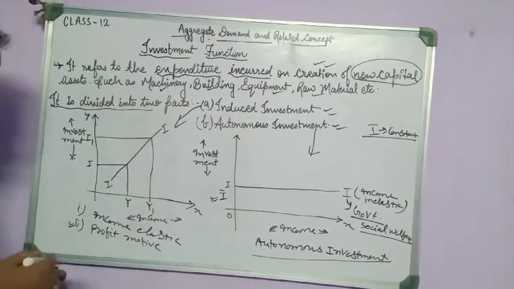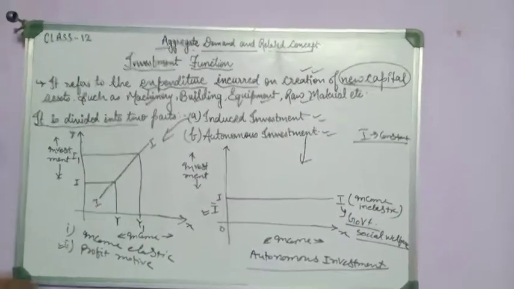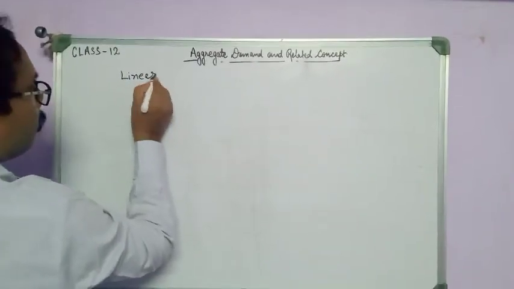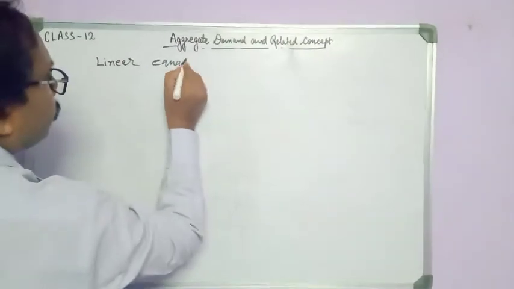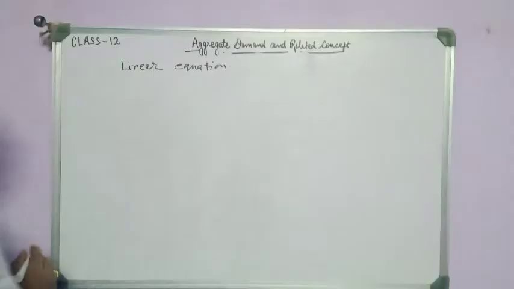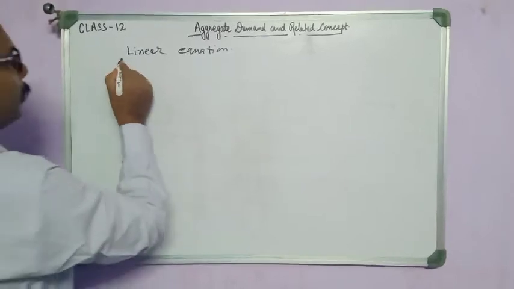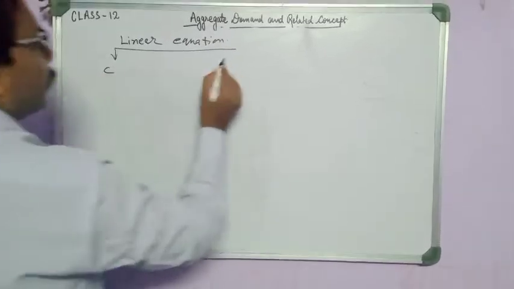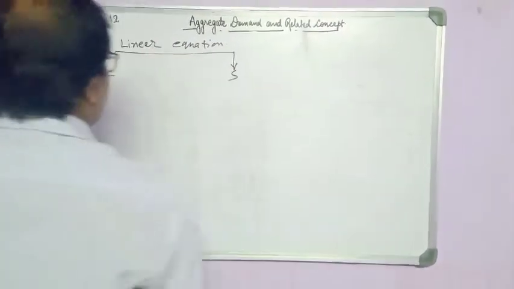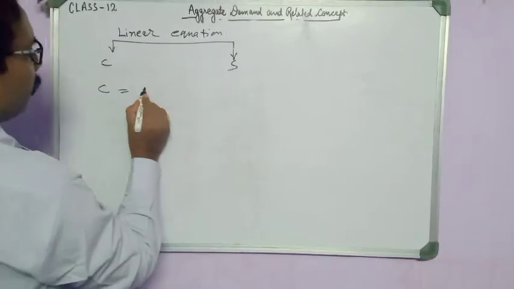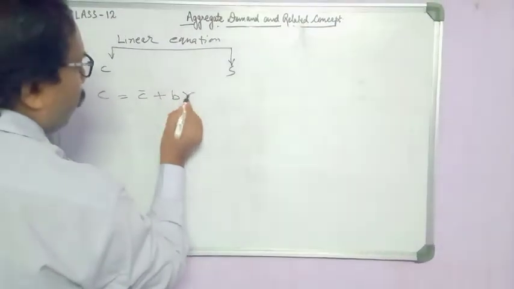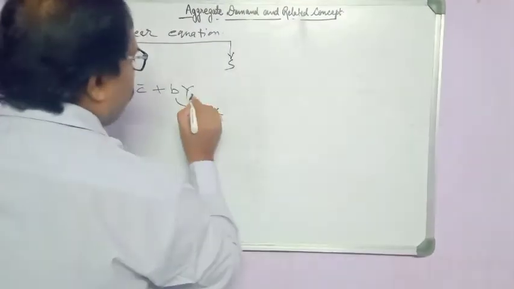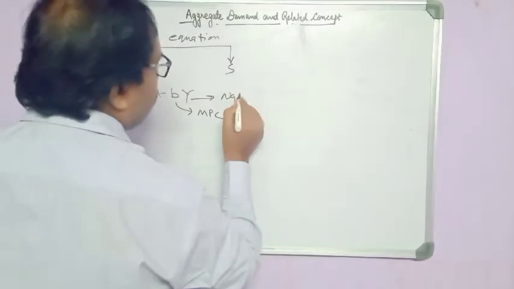Now come to the next, that is the linear equations. Linear equation. Okay, so linear equation has two parts. One is for the consumption and the other for the saving. So we know that C is equal to C bar plus BY. Okay, so B is the MPC and Y is the national income.